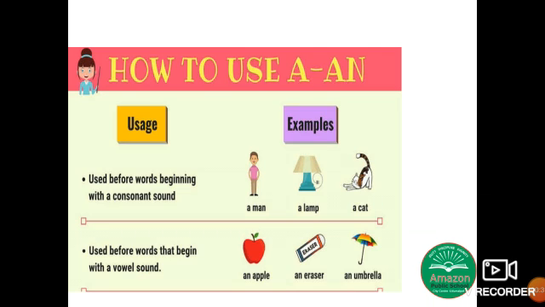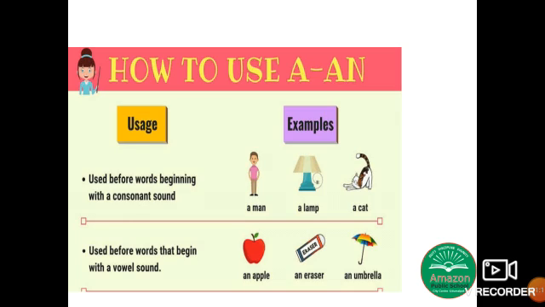So where to use a and an? We use a before a consonant sound. If a word is given and the starting of the word is a consonant, then we use a. I'll repeat: you have to see the first letter of the word, or check for the beginning sound. If it is a consonant sound, you use a, and if it is a vowel sound, you use an.